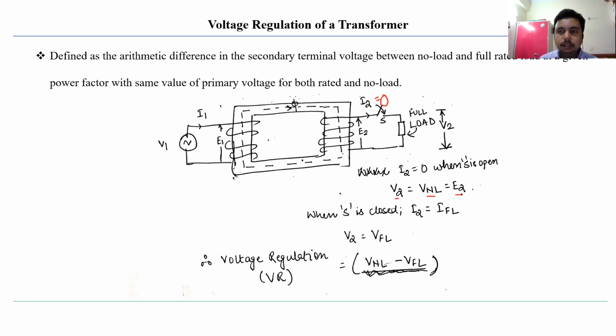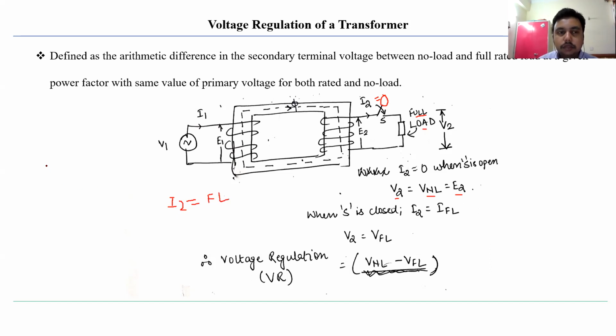And there we are assuming the second case. The second case is that whenever you are closing the switch and at the secondary side you have connected a full load, the voltage at the secondary side would be the full load voltage. So what do you mean by full load? Full load means you are loading the transformer in such a manner that the secondary side is carrying the full load current.